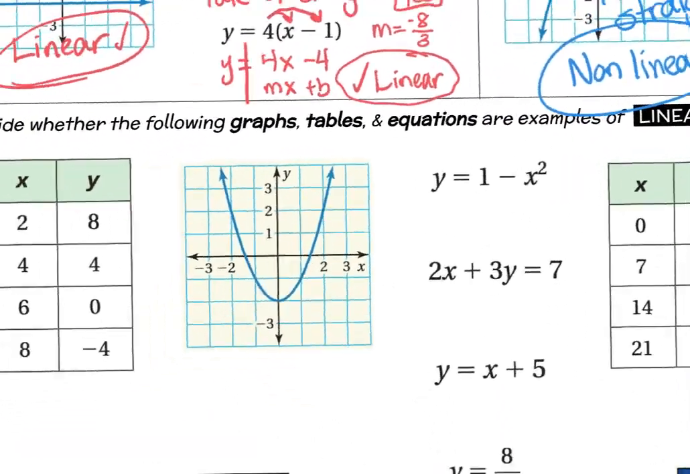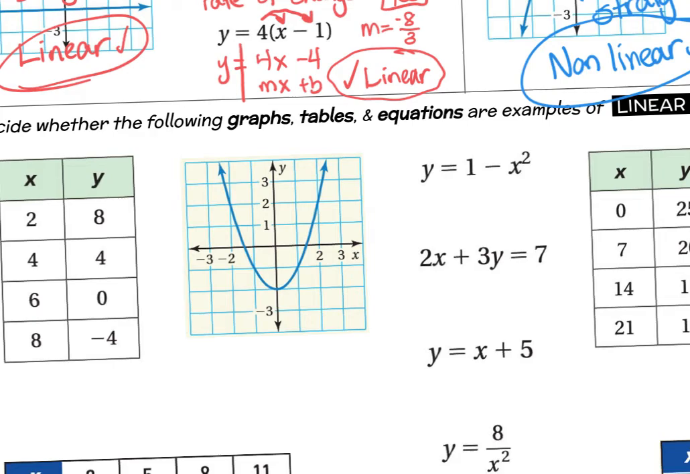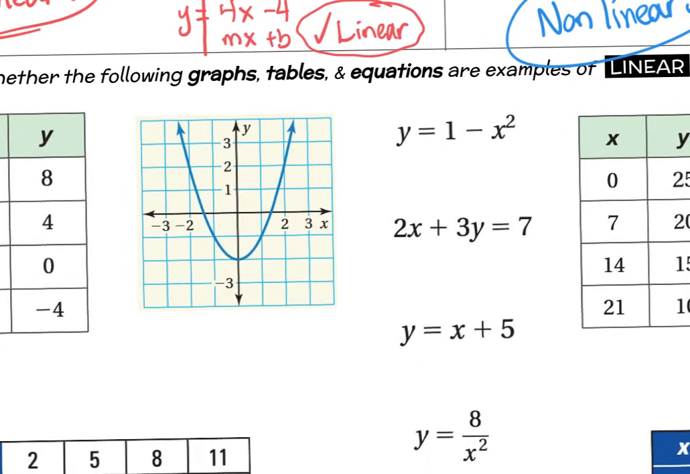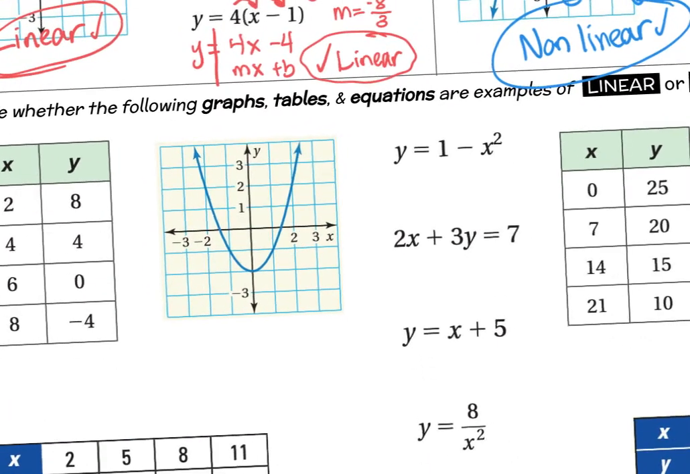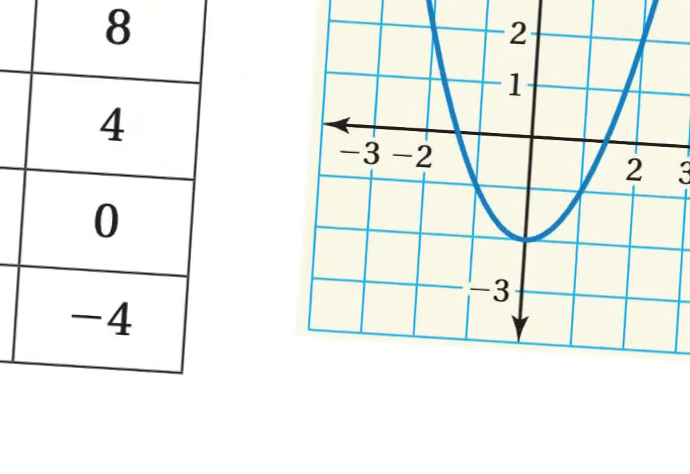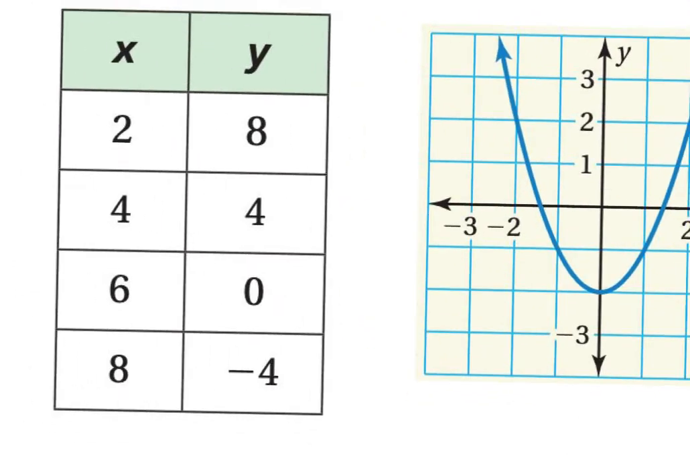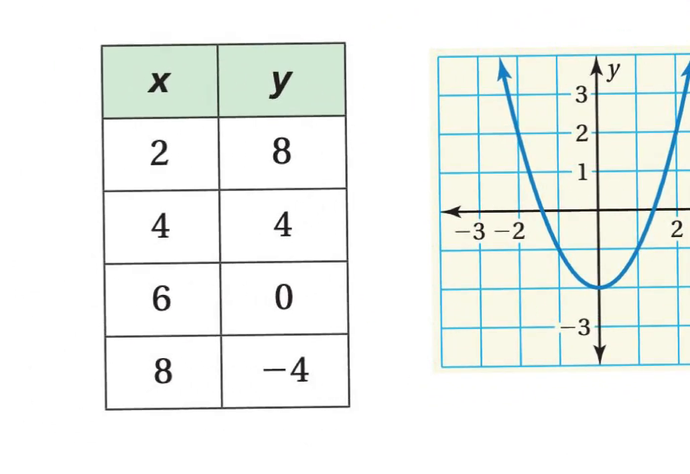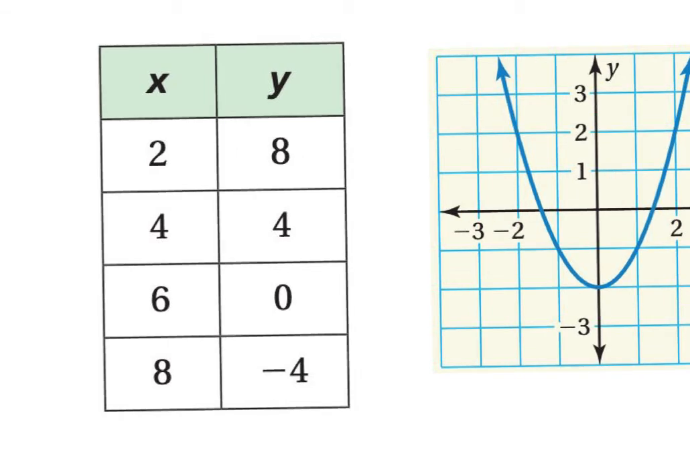Then this last section is deciding whether the following graphs, tables, or equations are examples of linear or nonlinear. So let's start with the table. Sorry, my screen's going a little wonky here. All right, so again, when you're dealing with the table, we've got to see if the rate of change is constant. So let's take a look.